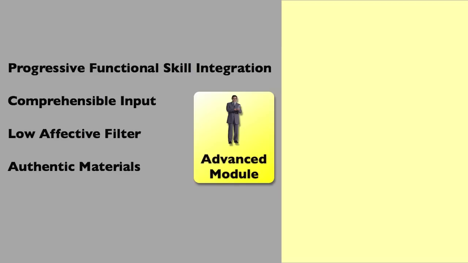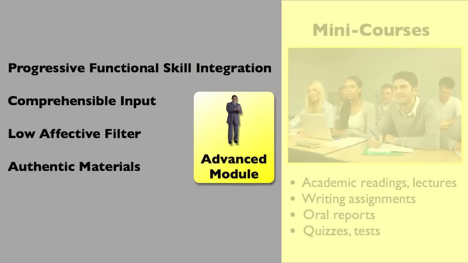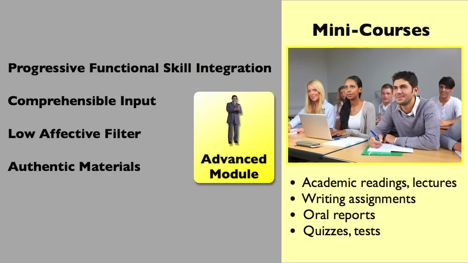The advanced module can be thought of as the interface between the focal skills program and the student's future educational or occupational objectives. In academic settings, this usually involves addressing academic English in one way or another. A common format for the advanced module is the mini-course. This can be configured along the lines of a short academic course with readings, lectures, assignments, and assessments.